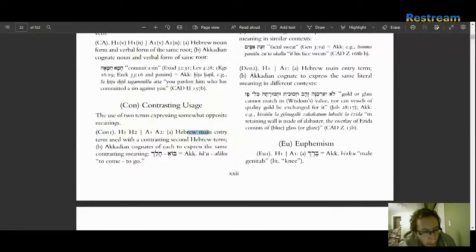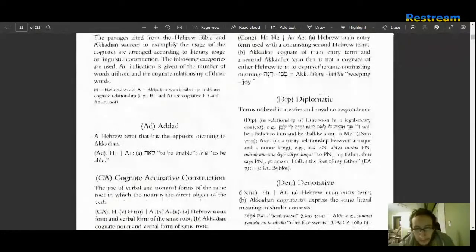Hebrew main entry term used with the contrasting second Hebrew term, and Akkadian cognates of each to express the same contrasting meaning. So for example, in Hebrew you have to come and to go. There's two different Hebrew words, to come and to go: Boa and halak. In Akkadian, you have those same two words, and with the same difference in meaning.